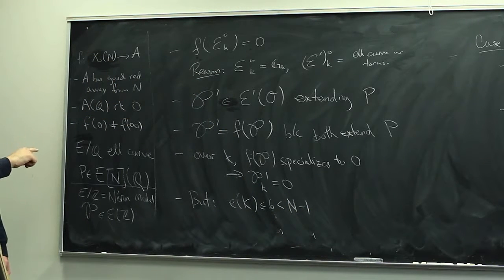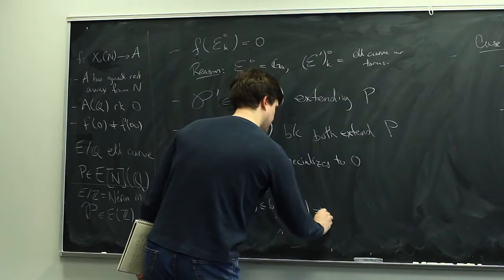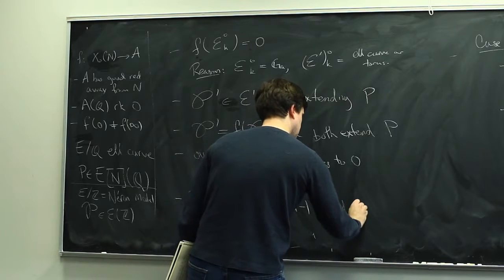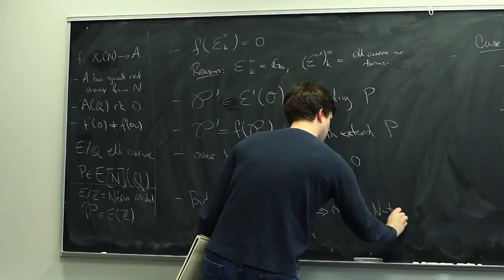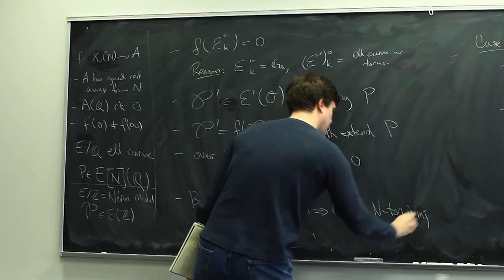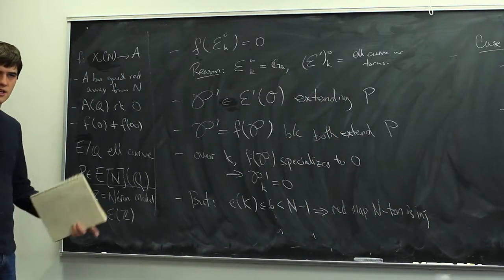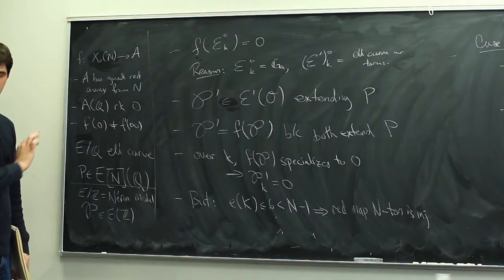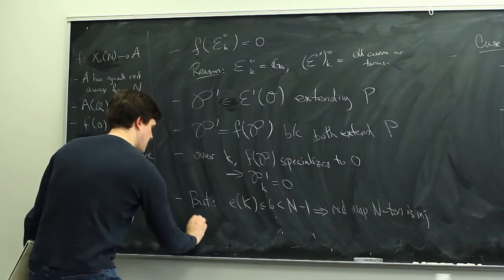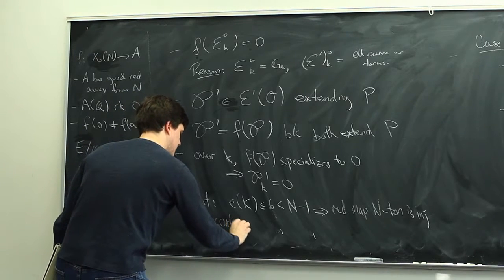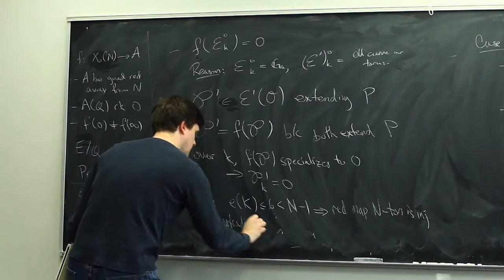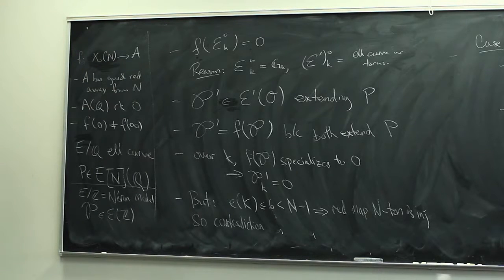n is strictly greater than 7, right? So n minus 1 is strictly greater than 6. So this implies that the reduction map on n-torsion is injective. That means our point P prime is non-trivial in the generic fiber and n-torsion, it can't specialize to 0. So this is a contradiction. And this contradicts the assumption that E has additive reduction, right? So this proves that it has everywhere semi-stable reduction.